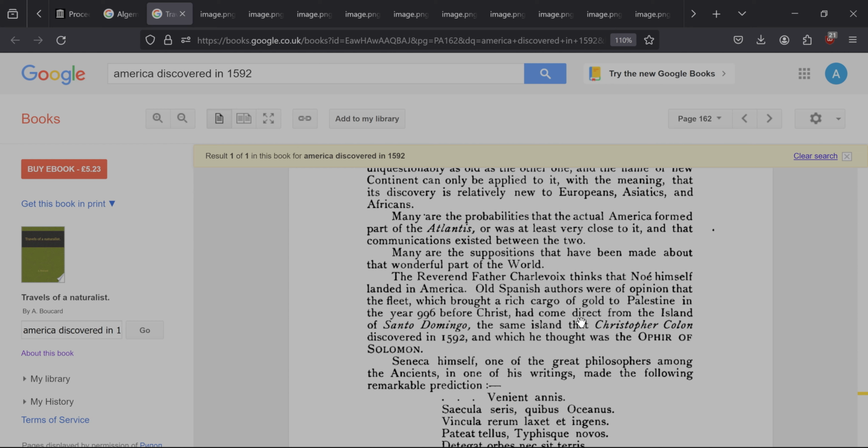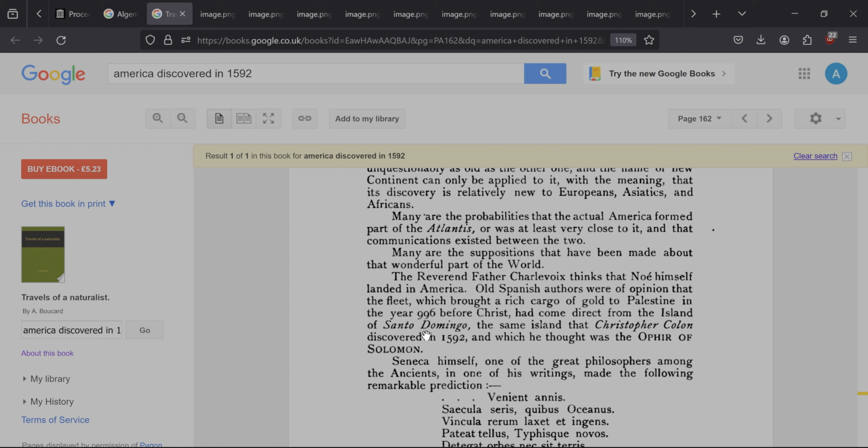Old Spanish authors were of the opinion that the fleet which brought a rich cargo of gold to Palestine in the year 996 before Christ had come direct from the island of Santo Domingo, the same island that Christopher Colon discovered in 1592, and of which he thought was the offer of Solomon. So there you go, Christopher Columbus himself in 1592, so there's the important bit of course, but he believed he discovered an island in which gold had been sent to Palestine 996 years before Christ, and that Noah himself had possibly landed in America.